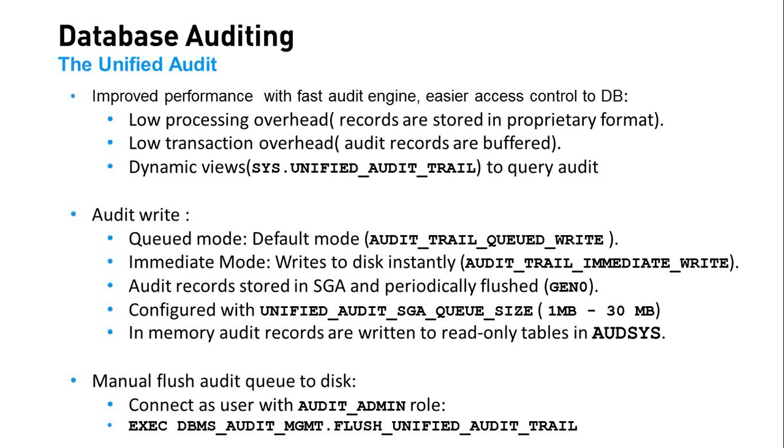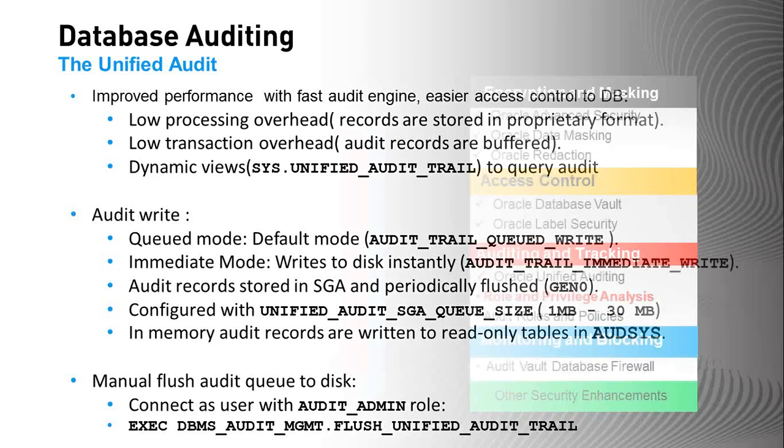In case you want to flush the audit records from these queues directly to the disk on audit tables, you can use the flush unified audit trail command from the DBMS audit management package. The person who is executing this package should have the audit admin role to execute this package. This is about Oracle Unified Auditing.